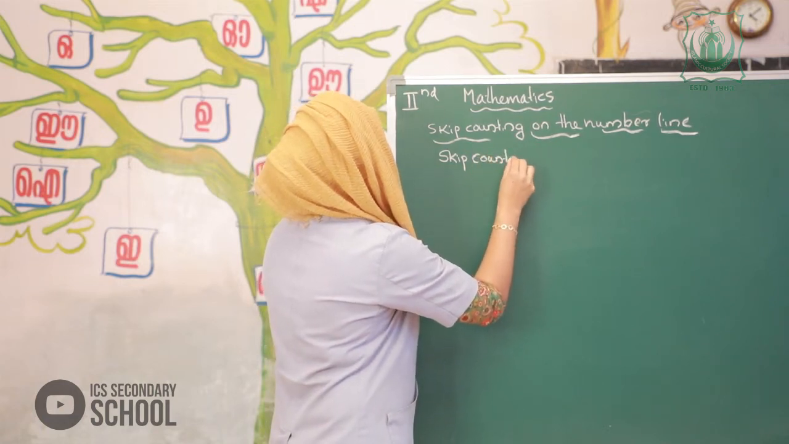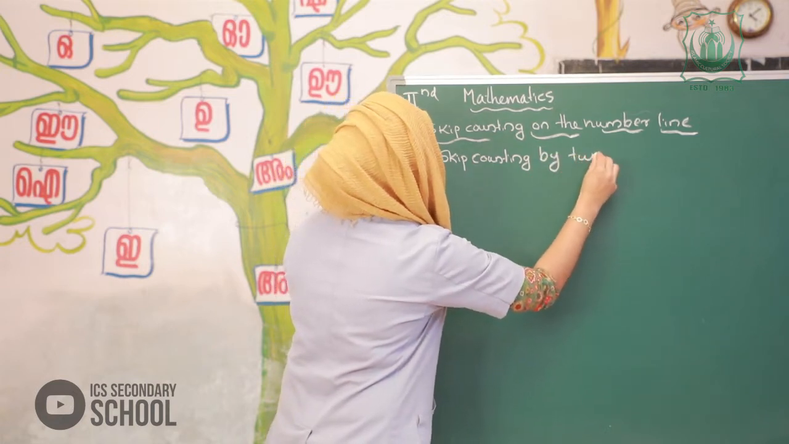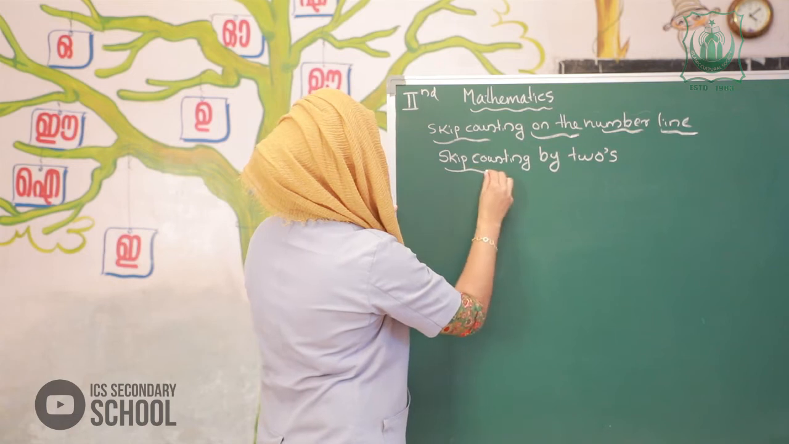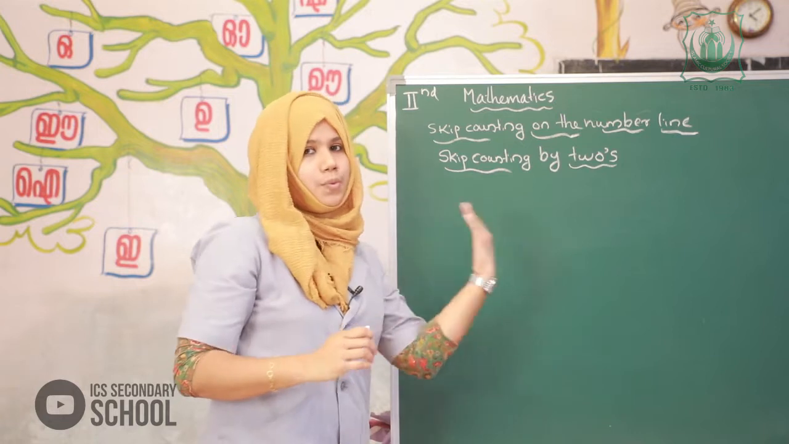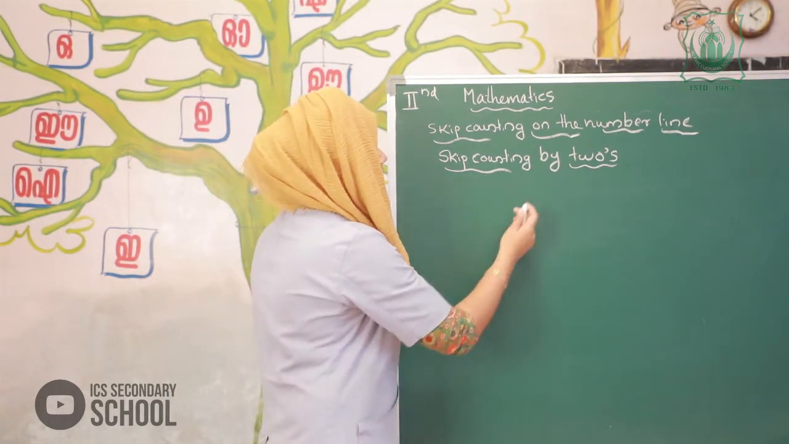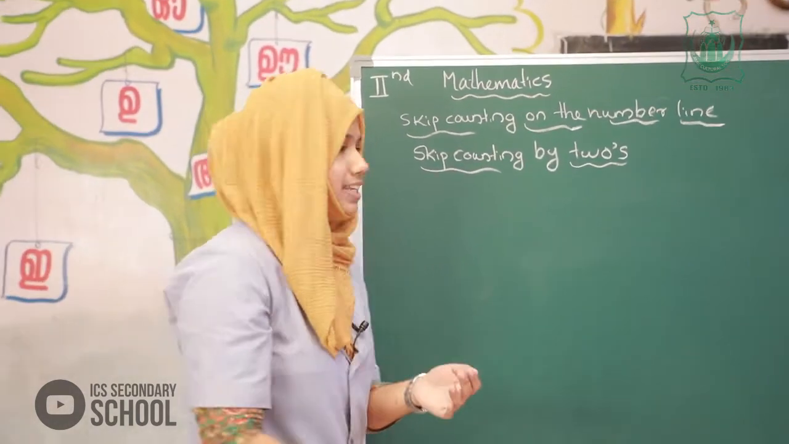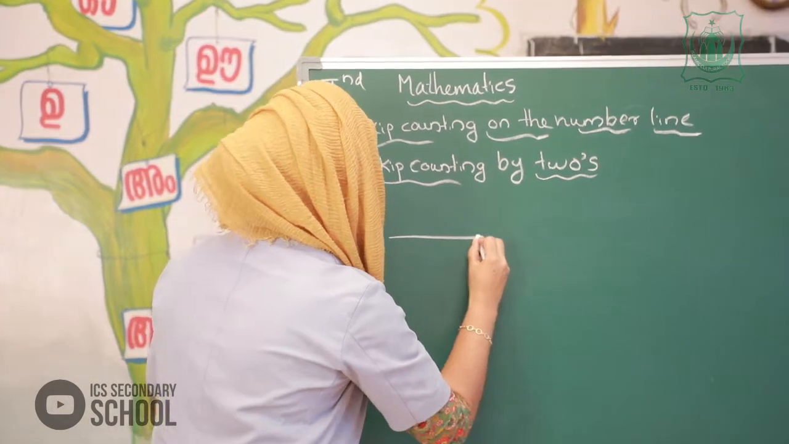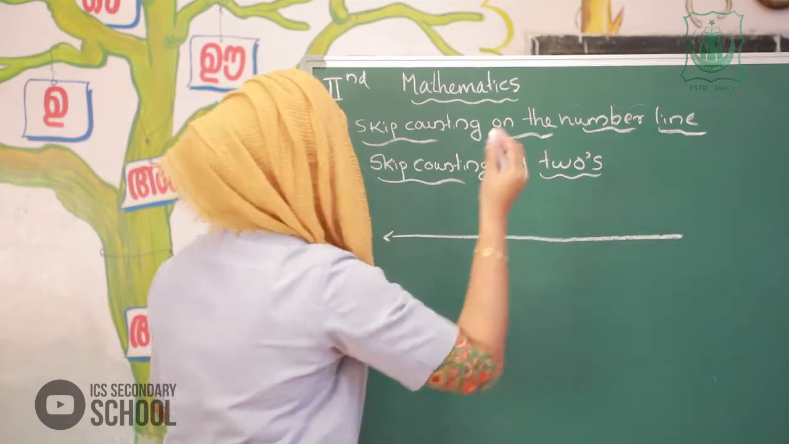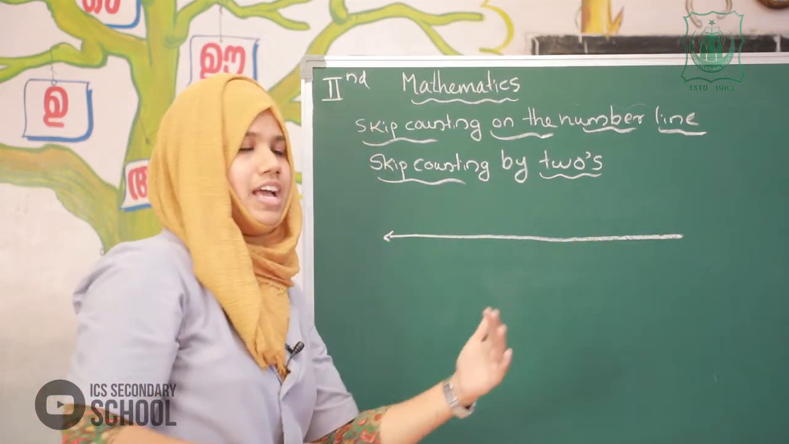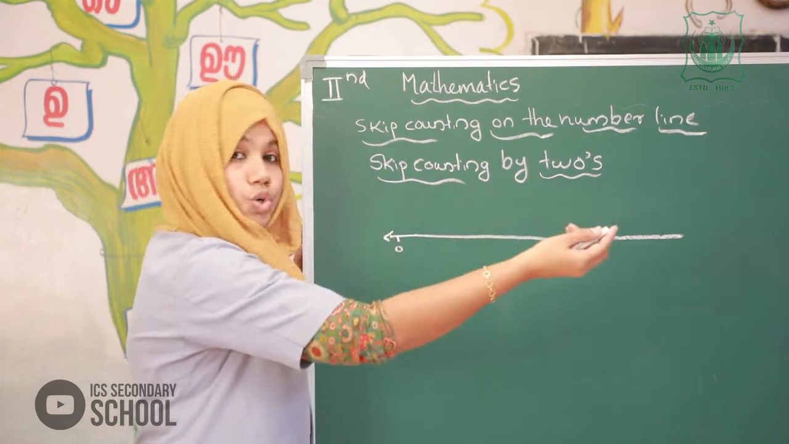We are going to learn about skip counting, and first is skip counting by twos. You can understand what skip counting by twos is with an example. First is the number line. Do you know what a number line is? First, we draw a number line. This is a line. Now we make a number line. Start from 0 and write up to 20.